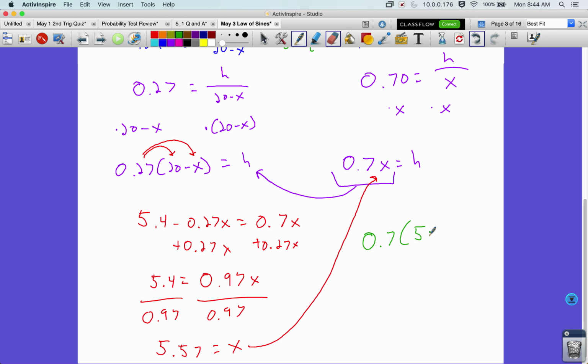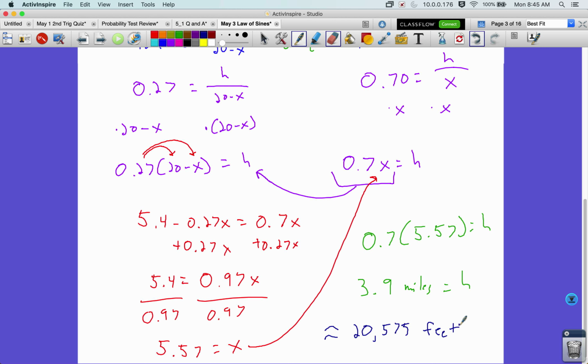0.7 times 5.57 equals h. So multiply by 0.7, and I get 3.8, well, we'll round up to 3.9 miles equals h. I'm going to multiply that by 5280 to get that this airplane here is cruising at roughly 20,575 feet, which is not unreasonable.